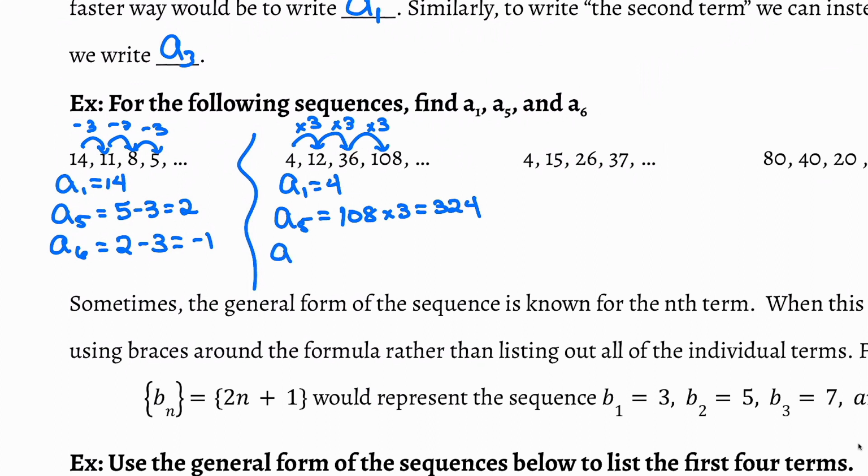And to get the sixth term, I need to get the one before it, which, remember, we're at 324. I'm going to multiply that number by 3. And what I get is 972. And I am done with example number 2.